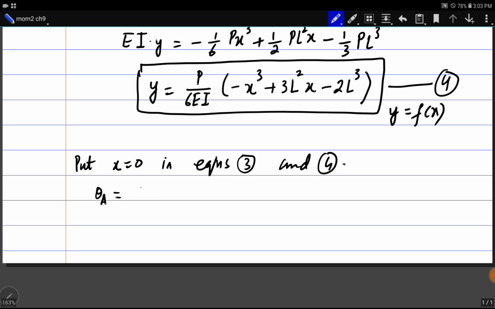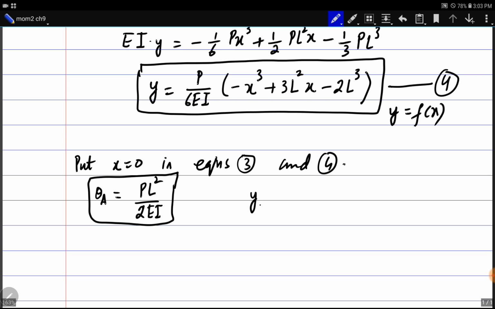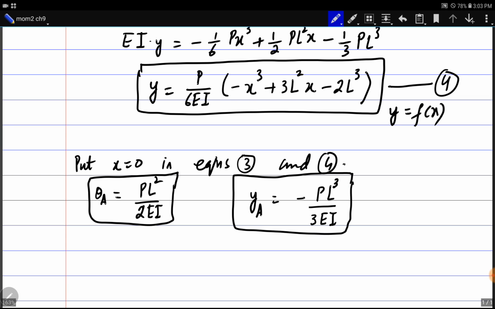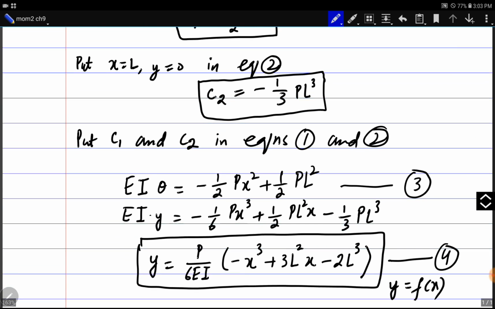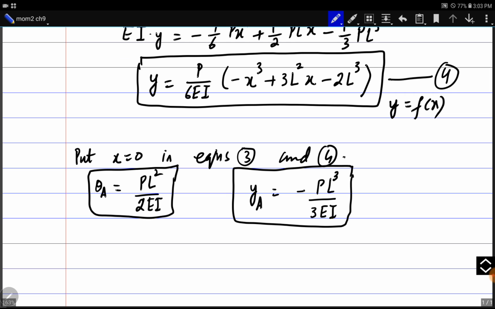Theta A will become PL square divided by 2EI, and YA will become minus PL cube divided by 3EI. This negative sign shows downward deflection. We can see that this beam will deflect downward. Similarly, the positive theta shows counterclockwise rotation.